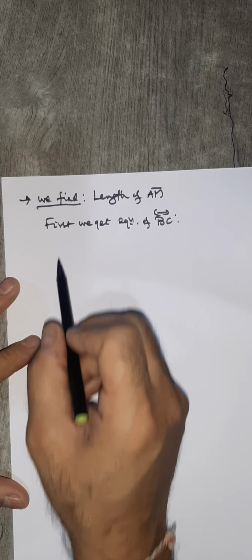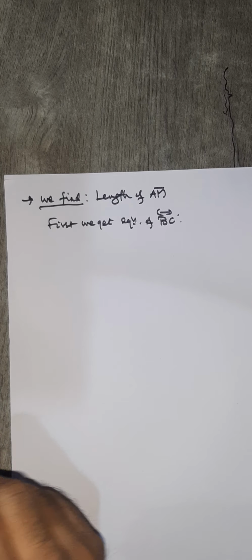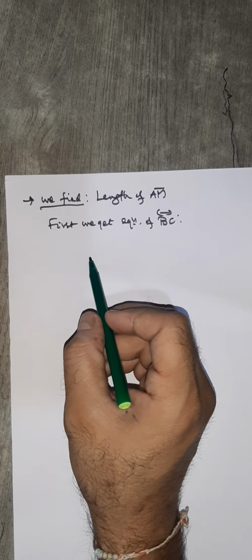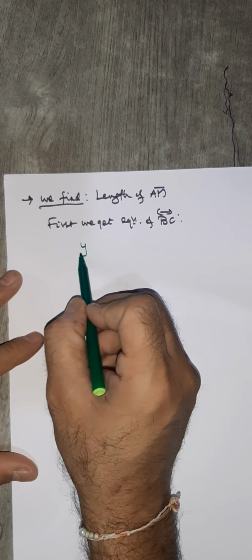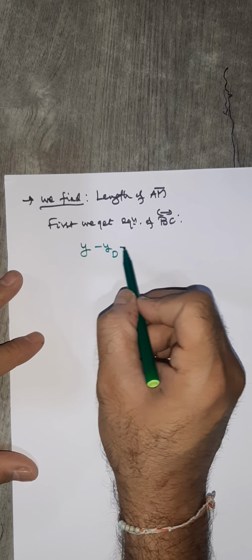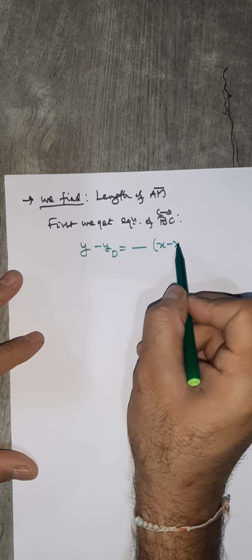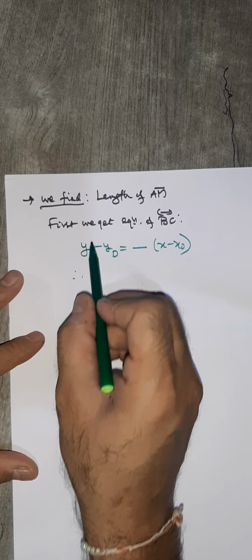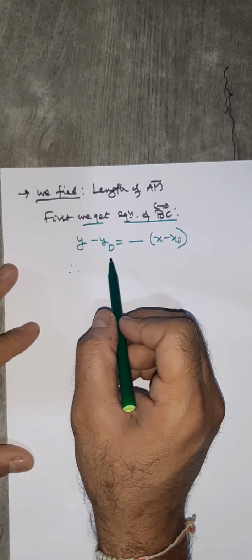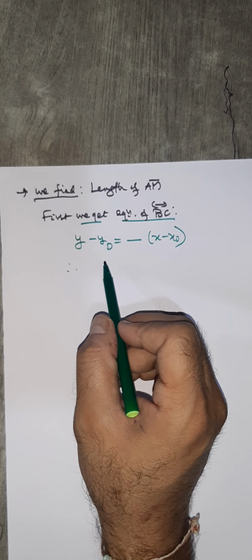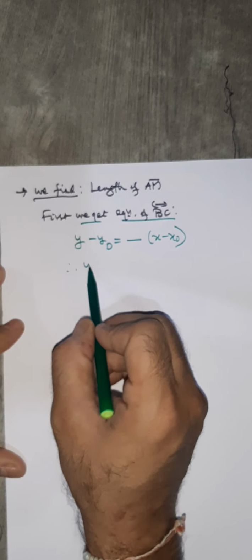Why do we need that? To get that perpendicular distance. There you have 2 points, so you can get the equation very easily: y minus y0 equals slope into x minus x0. I'm finding the equation of BC because we need to use that equation to get that perpendicular distance.